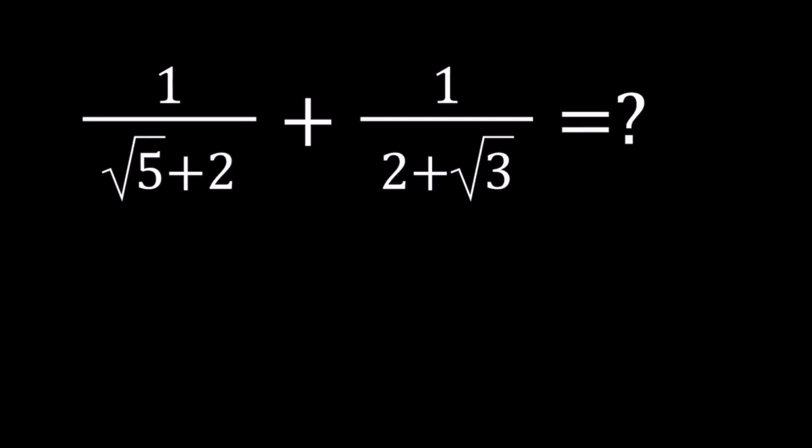Hello everyone. In this video we're going to be simplifying a radical expression. We have 1 over square root of 5 plus 2 plus 1 over 2 plus square root of 3. I'll be presenting 3 methods, but I'm not going to work out the second one because that's kind of time consuming. Alright, let's start with the first method.